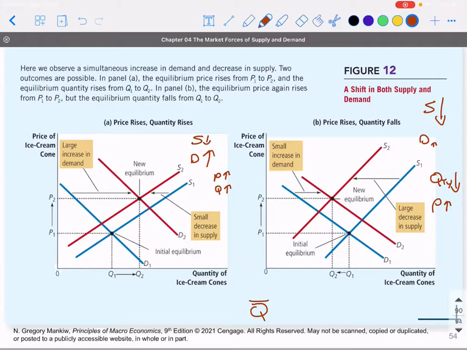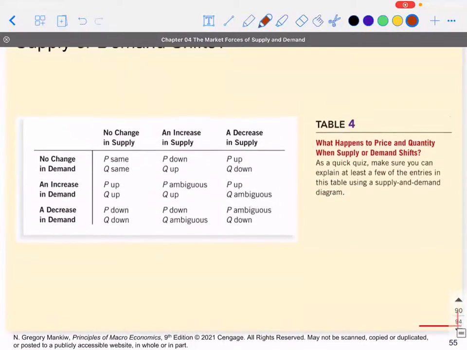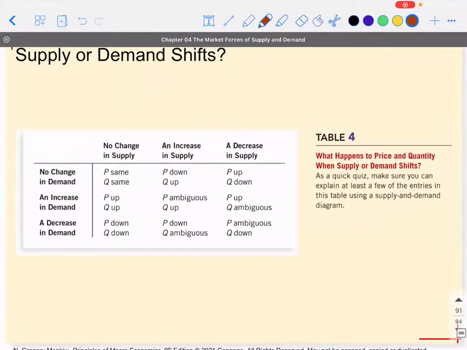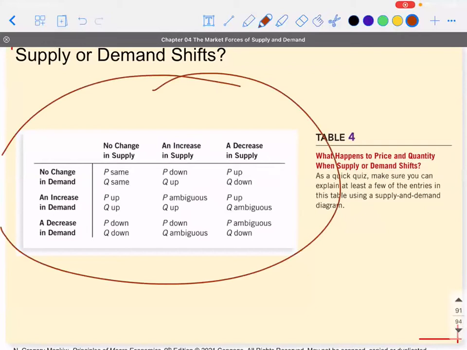Now, you can also make it where not quantity is the ambiguous variable, but rather price. So this is a pretty helpful chart that summarizes this as well. Again, ambiguous basically means more info is needed. You need more information to say whether demand shifts more or less than supply.